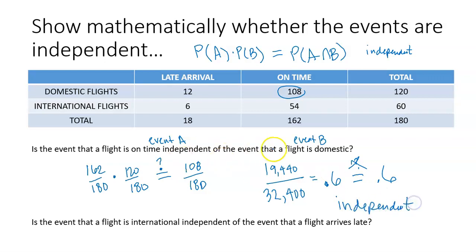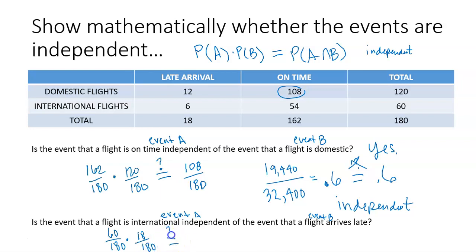Okay, so the question was, is the flight being on time independent of the domestic flight? So the answer would be yes, they are independent. Okay, so let's check the second thing here. Is the event that a flight is international, so now international flight is going to be event A, independent of the event that a flight arrives late. So arriving late is going to be event B. What's the probability that the flight is international? Well, there are 60 out of 180 international flights. What's the probability that the flight arrives late? There are 18 late flights out of 180.